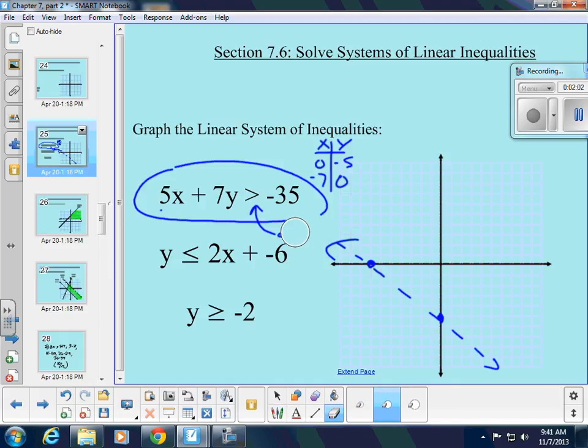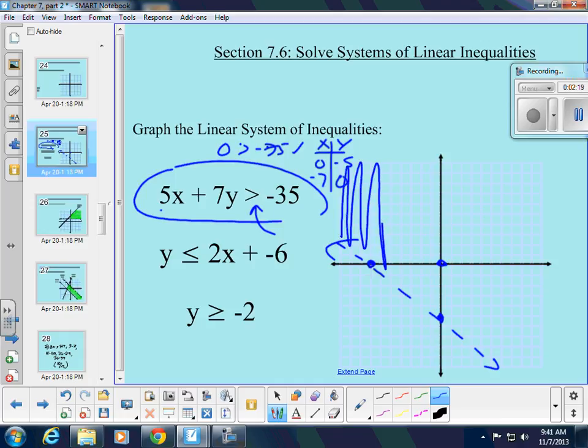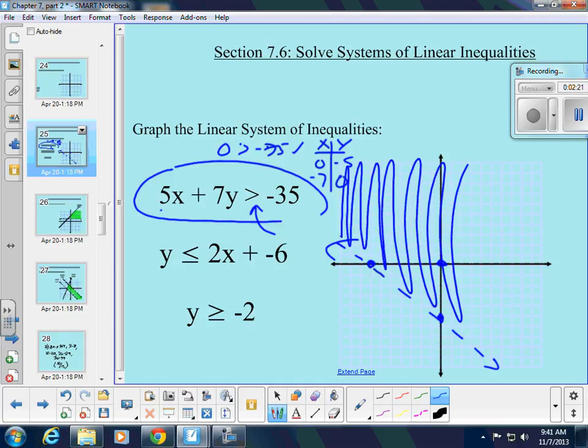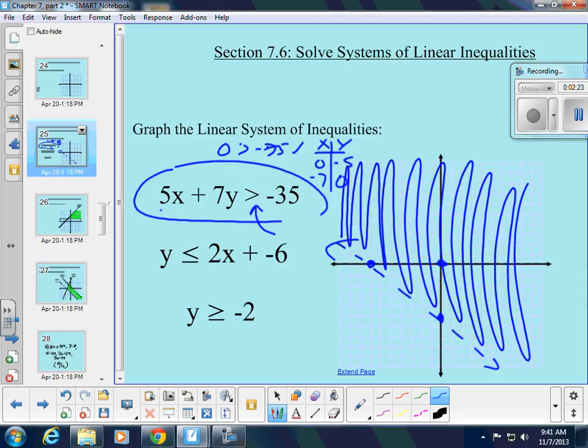And if I want to find out which side the answers are on, I can plug in a point like 0, 0 and see if this is a solution or not. So if I put in 0 for x and 0 for y, I'm going to get 0 on this side. Is 0 greater than negative 35? Well, yes, it is. So that means that all the solutions must be above the line, because that's where 0, 0, the origin, is. So I'd shade in all that section for the blue inequality.